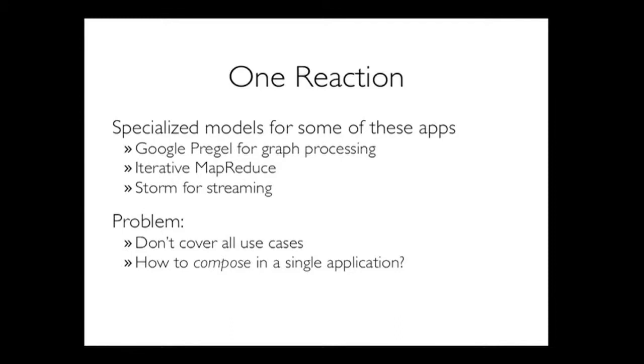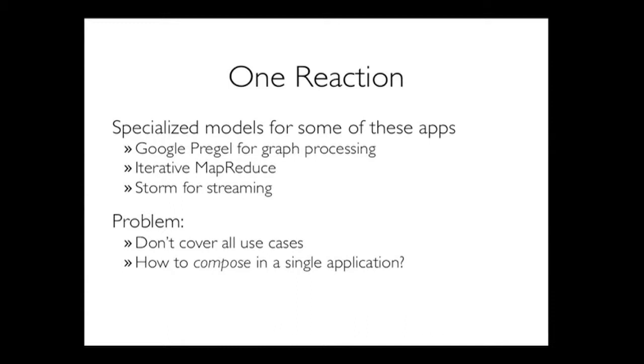So one reaction to these needs is that people have built a wide variety of specialized programming models and systems for these new applications. Just as an example, Google published Pregel, which is a specialized model for graph computation. It's centered around passing messages along on a graph. There have been a bunch of implementations of iterative MapReduce that add support for looping a MapReduce computation. And the popular system in open source nowadays is Storm, a system from Twitter for stream processing.